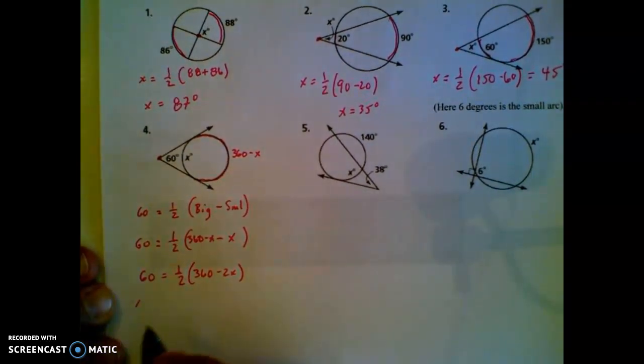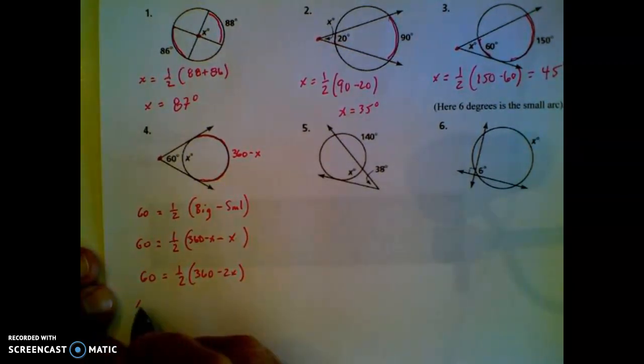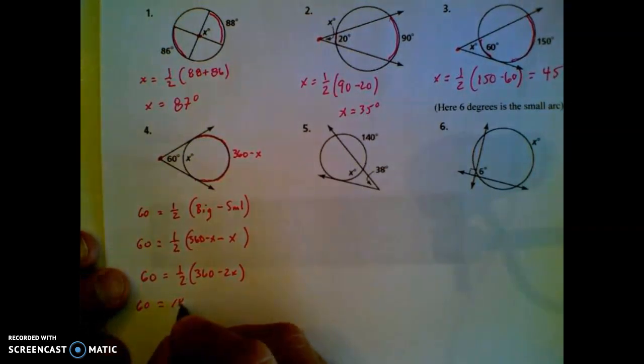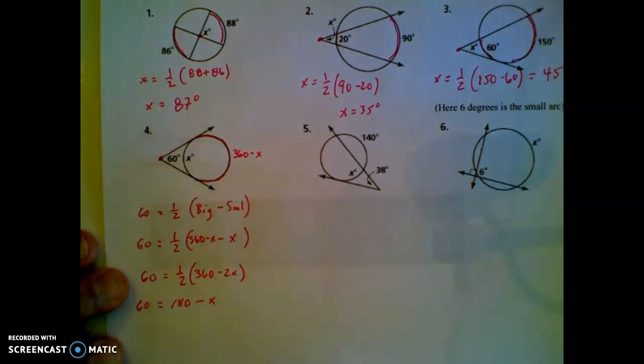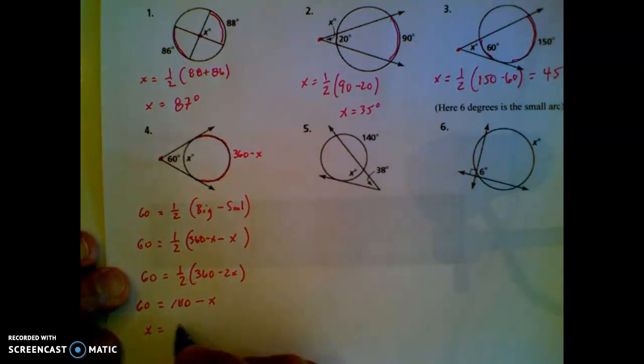So I'd probably get rid of the half. Yeah, I'd distribute the half. So it'd be 60 is equal to 180, which is half of 360, and then half of 2x is just x. Then I move the x over here by adding it to make it positive, and then subtract the 60, so I end up with x is equal to 120.